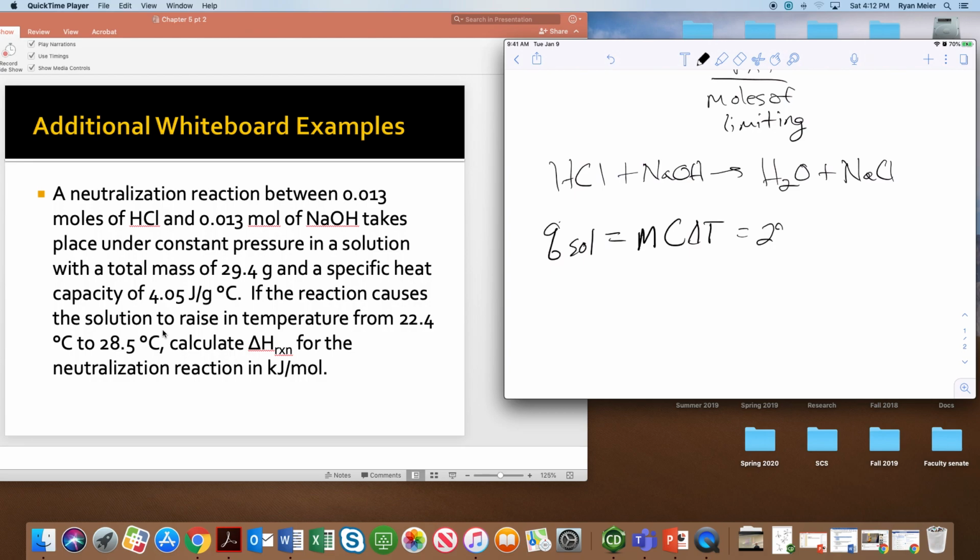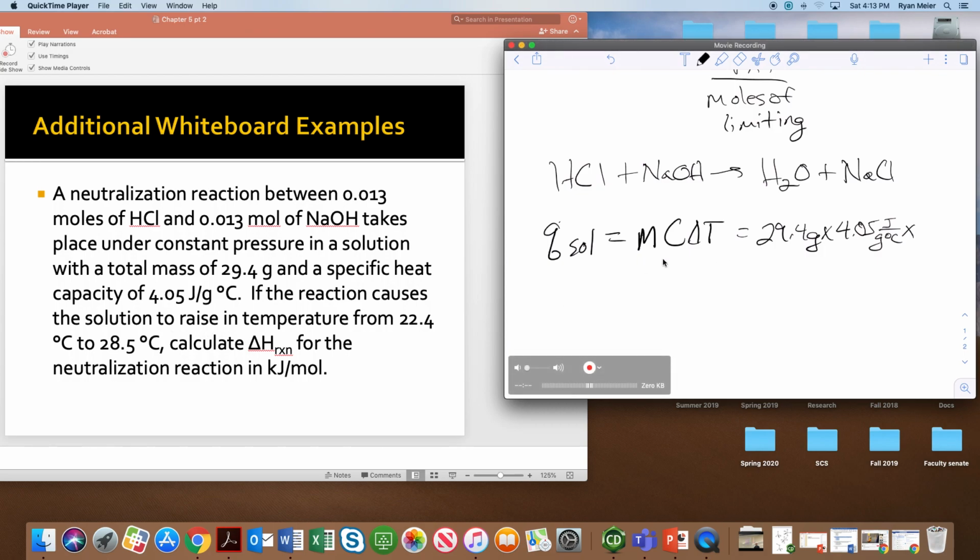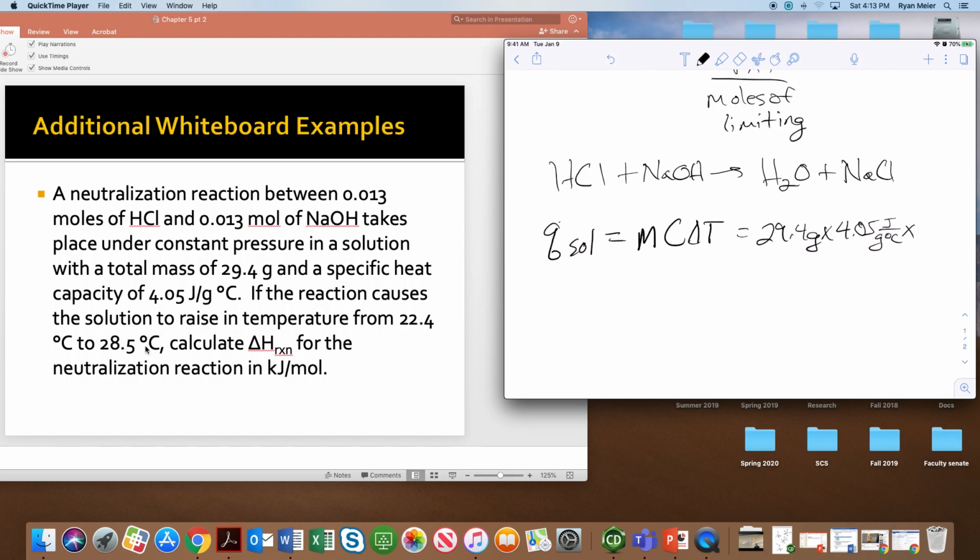So 29.4 grams for the mass, 4.05 joules over grams degrees Celsius for the specific heat. And then our delta T part of the equation, right, the delta T here is going to be 28.5 as the final, minus 22.4 as the initial. So 6.1 degrees Celsius for the delta T. And hopefully that's legible enough for everyone to see as we're going through it.